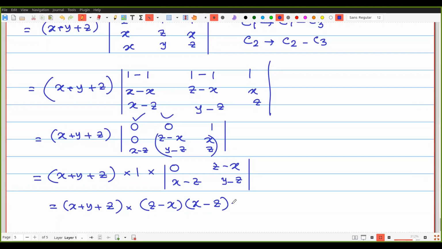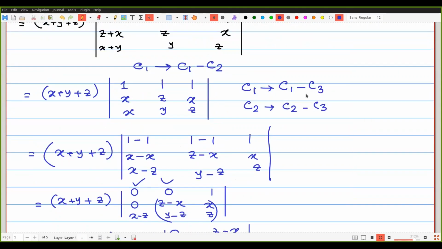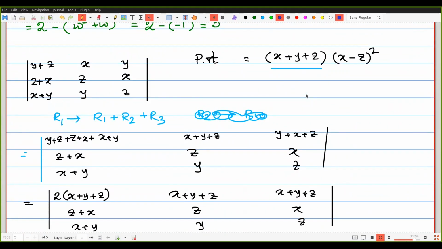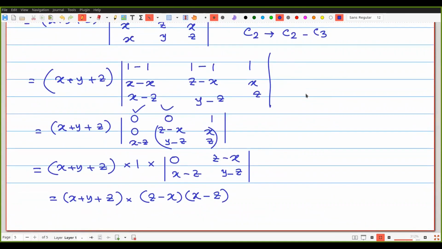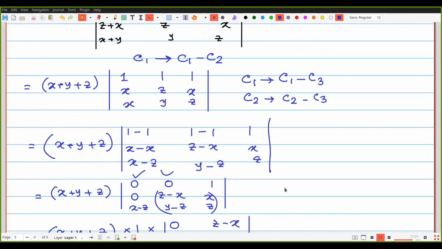Okay. But we have the calculation as x minus z whole square. But according to that, something has been wrong, because we are getting the result as x plus y plus z, that is x minus z. So minus is here, and that one x minus z whole square. So minus something is there. Which one is?